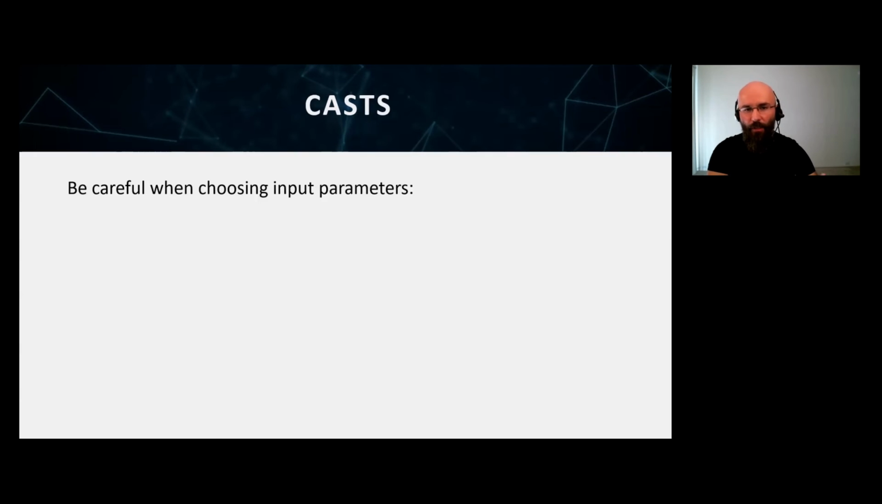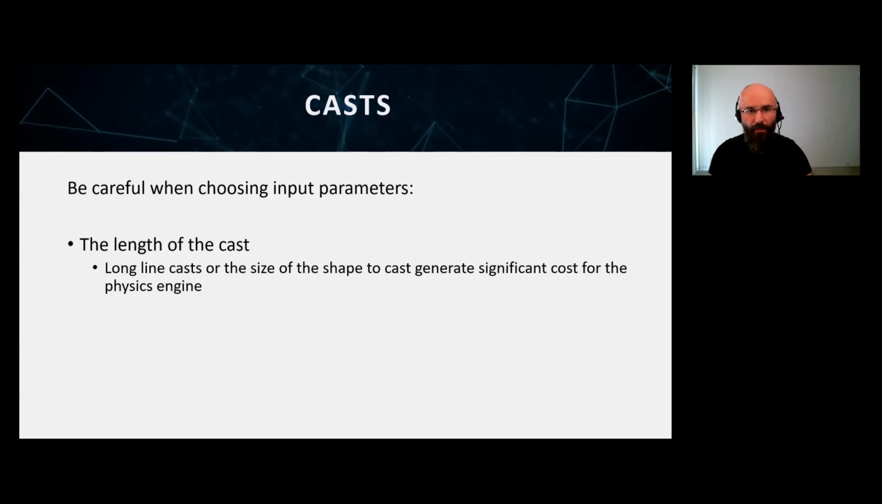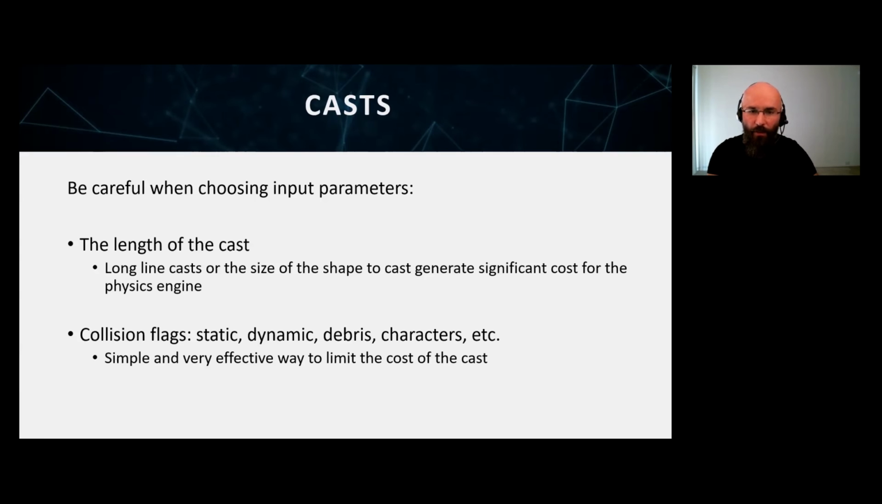And it is very important to be careful about choosing the correct input parameters. The length of the cast, so longer lines or longer casts, or the size of the shape, generates significant cost for the physics engine, so it is very important to correctly choose the size of the cast. And for collision flags, we want to choose whether to search through static objects, dynamic objects, debris or characters. This is a very simple and effective way to limit the cost of the physical cast.